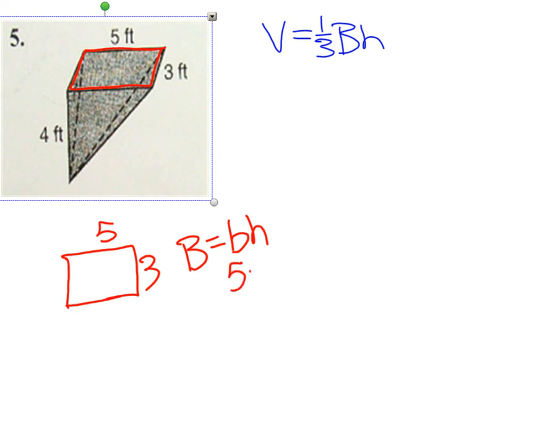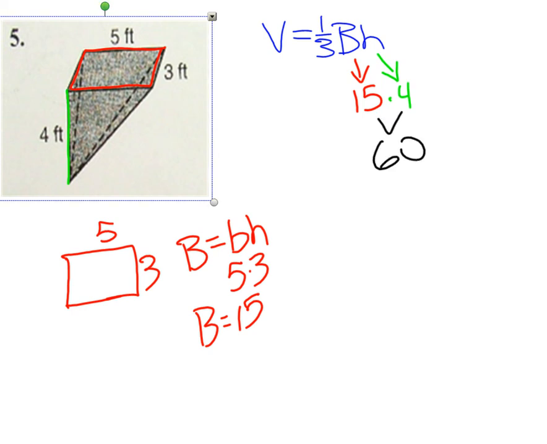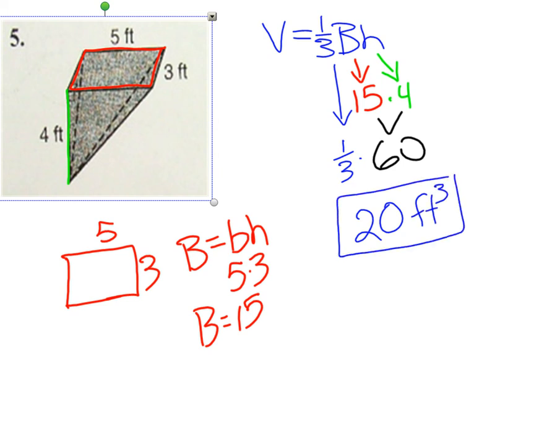The base is 5 times 3, which is 15. 15 times 4, our height here is 4, is 60. Then we just need 1/3 of that, which is 20. And that's cubic feet. And that's really all there is to it.